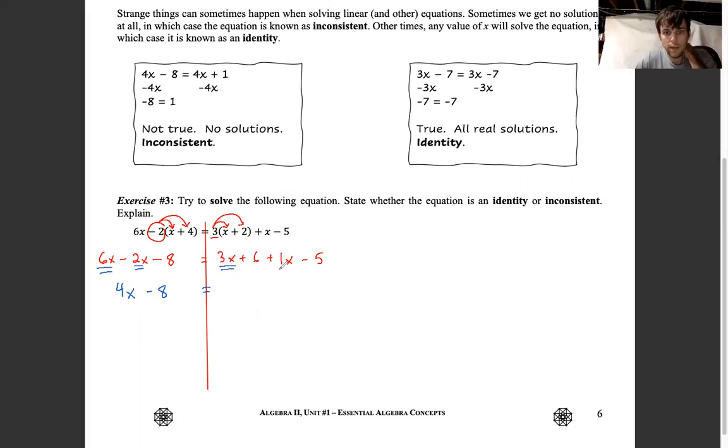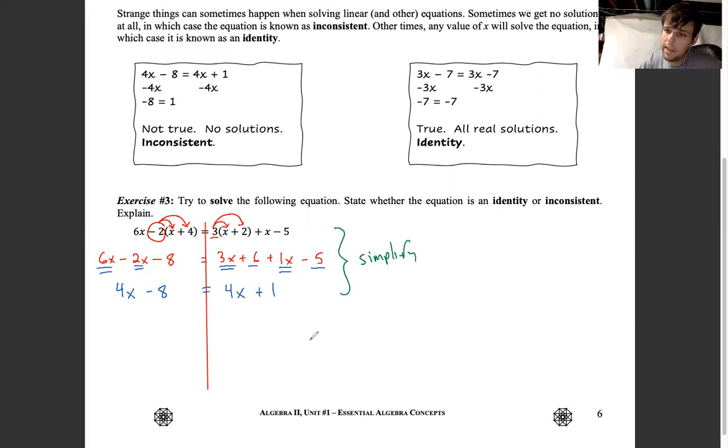And then we have this side. We have some like terms over here as well. 3x and 1x is 4x, and 6 minus 5 is 1, plus 1. Okay. Right-hand side is simplified as well. Now we can start solving. So all of this was the simplifying part, right? We distributed, we combined like terms, and we simplified our equation. Now we need to start solving it.